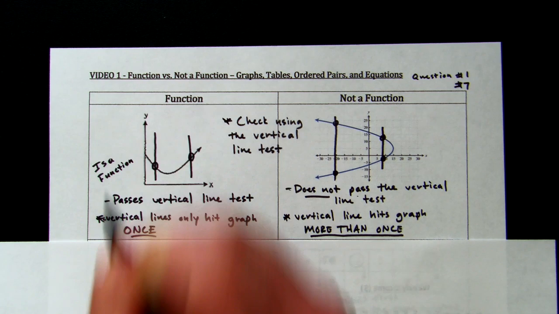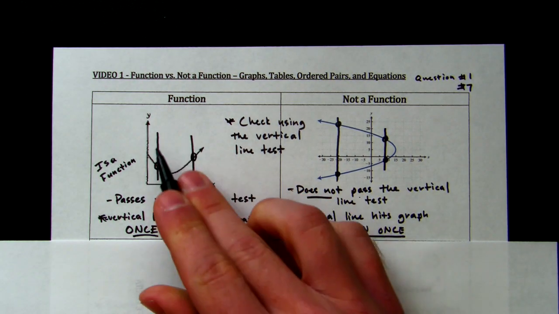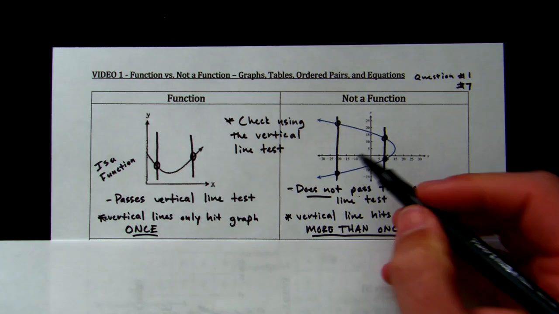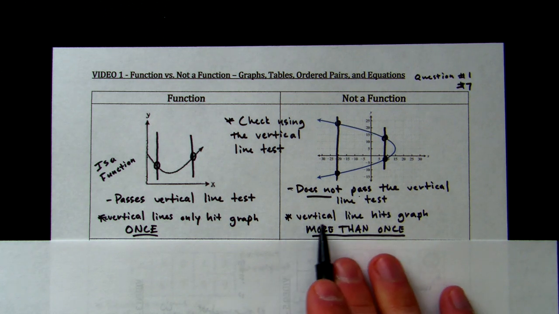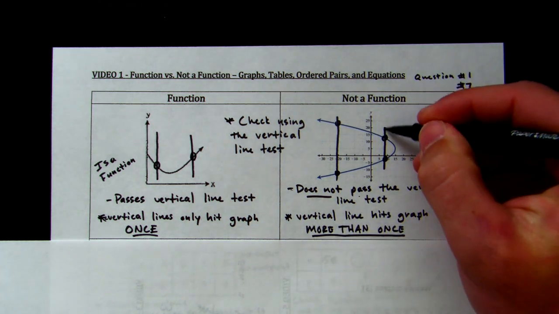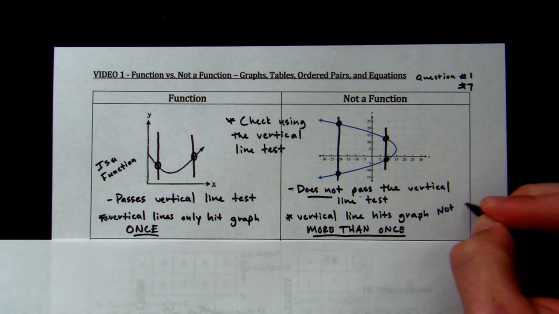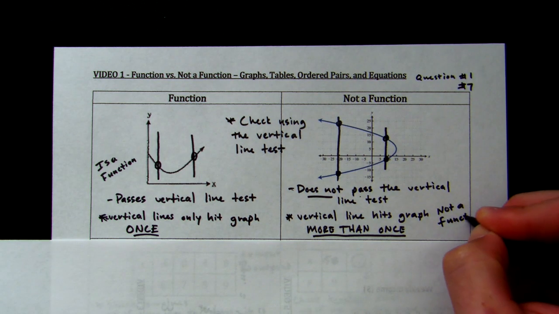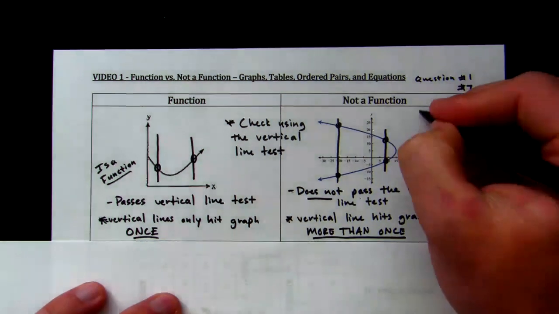So if you are tasked with telling if a graph is a function or not, you use the vertical line test. If it only hits once at any spot, it's a function. Now, if it does not pass the vertical line test, meaning the vertical line hits the graph more than once, so if we look at this vertical line, it hits once, twice, it is not a function. So if we do the vertical line test and it hits more than once, it is not a function. So when it asks if it's a function or not, we test it using the vertical line test.